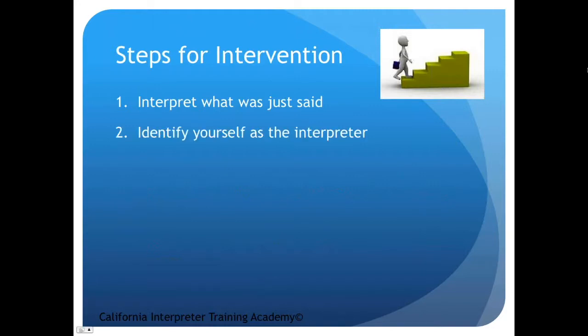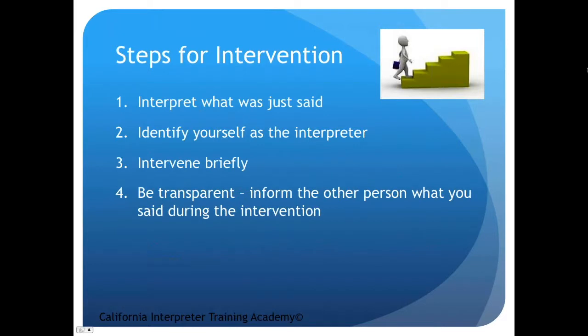Next, in order to intervene, we need to step out of that conduit role, which means we need to stop using the first person and identify ourselves as the interpreter to avoid any confusion about who is speaking during the intervention. And also, we need to intervene. So we will intervene by stating the need for the interpreter to intervene, perhaps to clarify a word or a concept, or perhaps to ask the provider or patient to repeat what was last said.